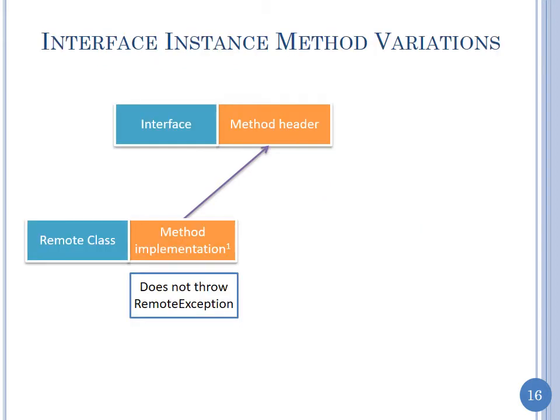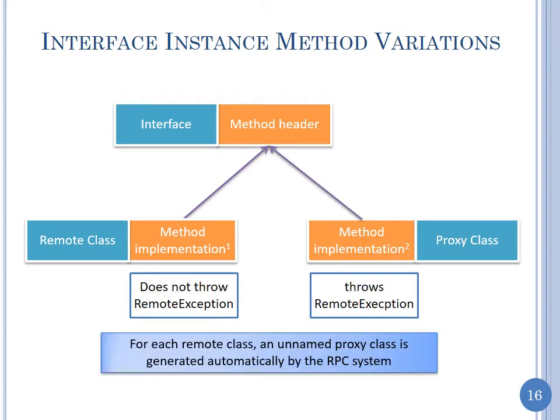So we now have a method header and an implementation which does not throw remote exception. Okay, so when the remote class is used directly, we know that method will not throw a remote exception. It's being used directly. Okay, but we also want the method header to apply to the proxy class. And when the proxy class implements and executes that method, it might throw a remote exception. So we have to say in the interface that it throws remote exception. And that's all right because we're being more conservative. So it's fine. It's consistent with what Java does.